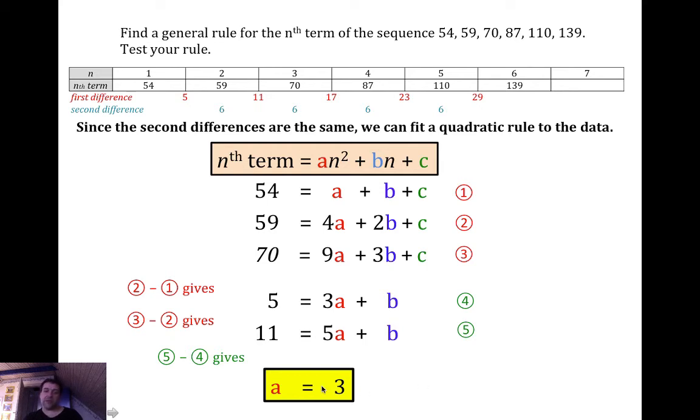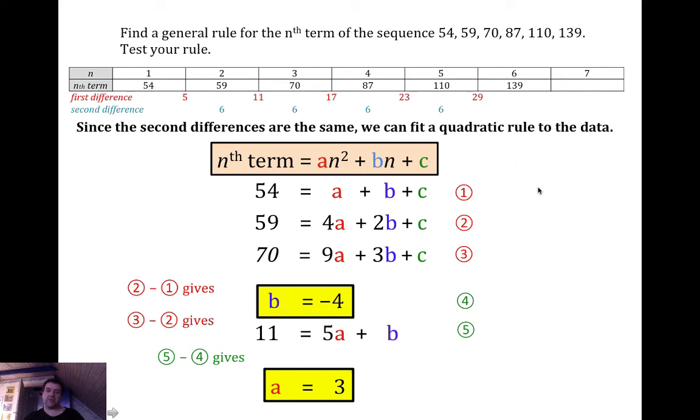And now that we know that a equals 3, we can plug it back into equation 4. So equation 4 was 5 equals 3a plus b. Now that we know a is 3, we can plug that 3 back in there and get a 9. So 5 equals 9 plus b. Take away the 9 from both sides to get minus 4 is equal to b. So that's what b is. b is minus 4.